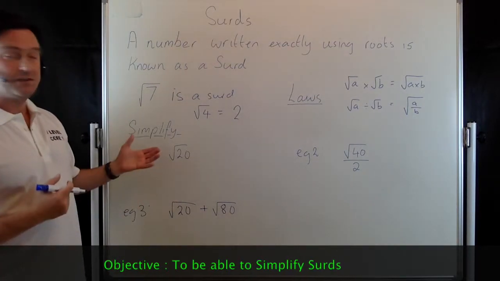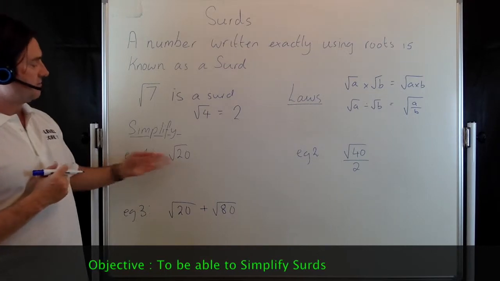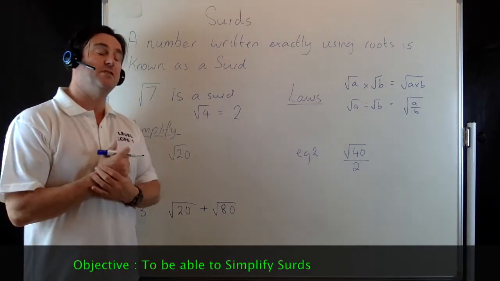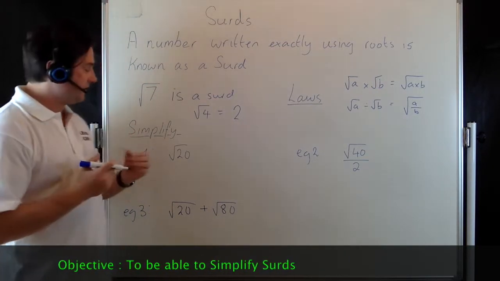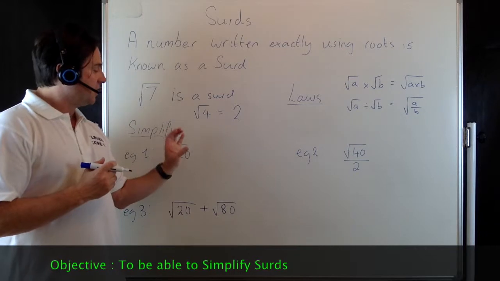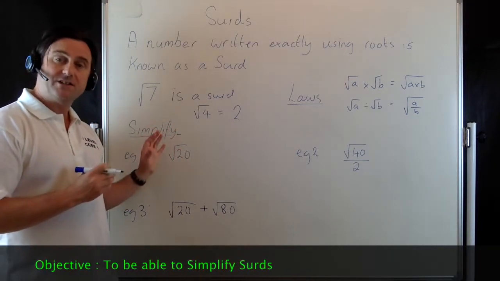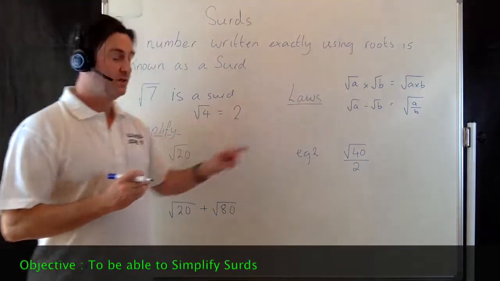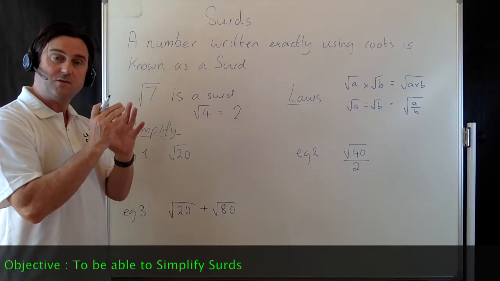Let's have a look at a couple of examples here. I've got 3 examples to do. I want to simplify root 20. Now when we talk about simplifying a root of a number, what we're trying to do is to get the part of the root out of here. So we're going to try and use one of our laws to simplify that and leave it as a surd in its simplest form.